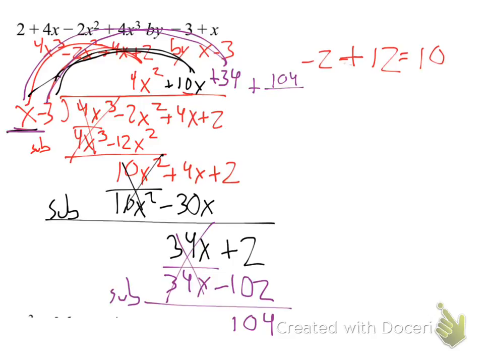It's 104 out of x minus 3. And so your answer is all of the stuff that you just created. And the cool thing is, guys, we found that by dividing by x minus 3. If I took x minus 3 and multiplied it to the big purple circle, I would get the original 4x cubed minus 2x squared plus 4x plus 2 back.